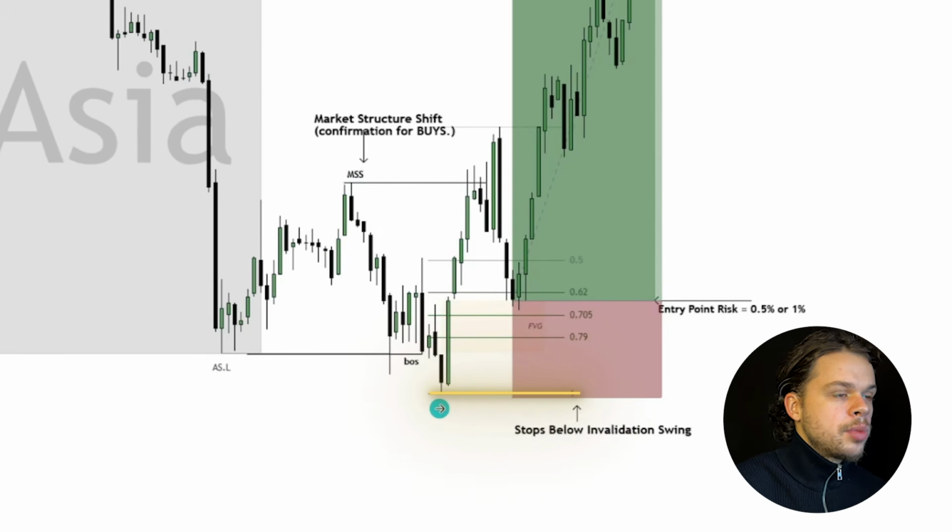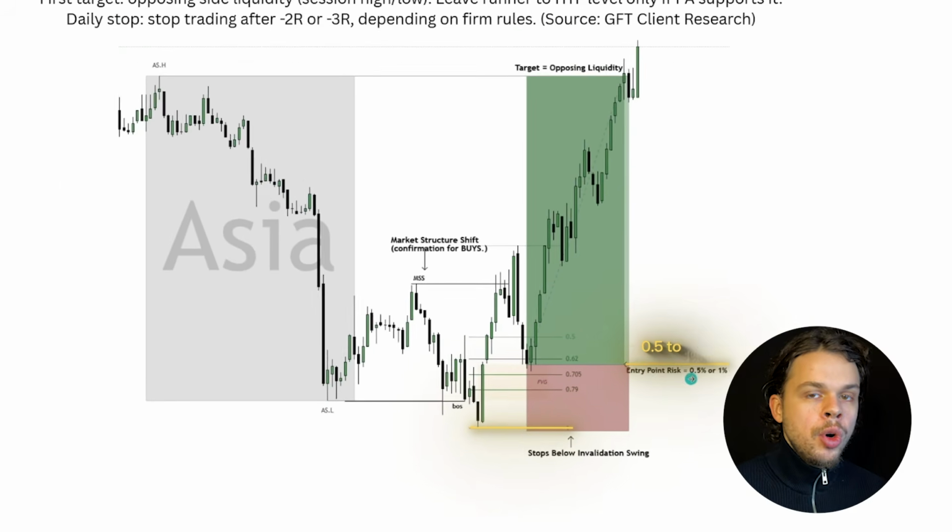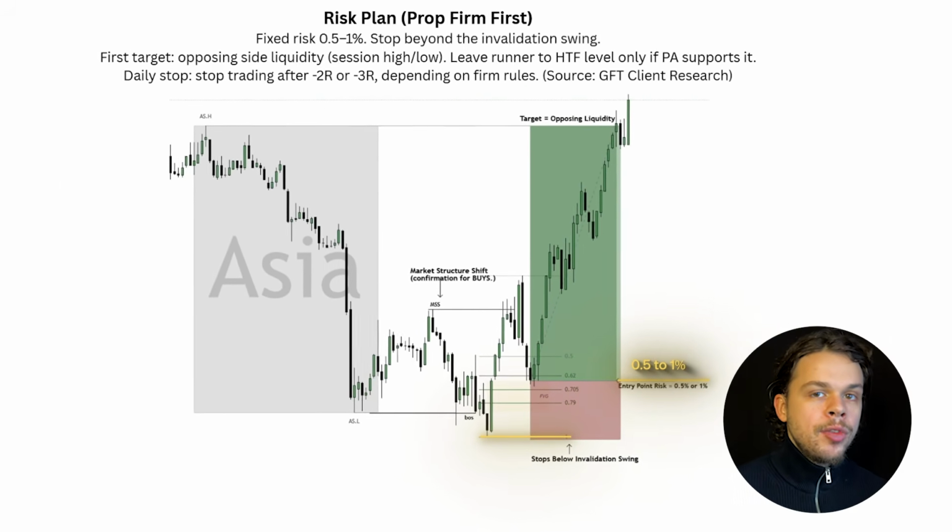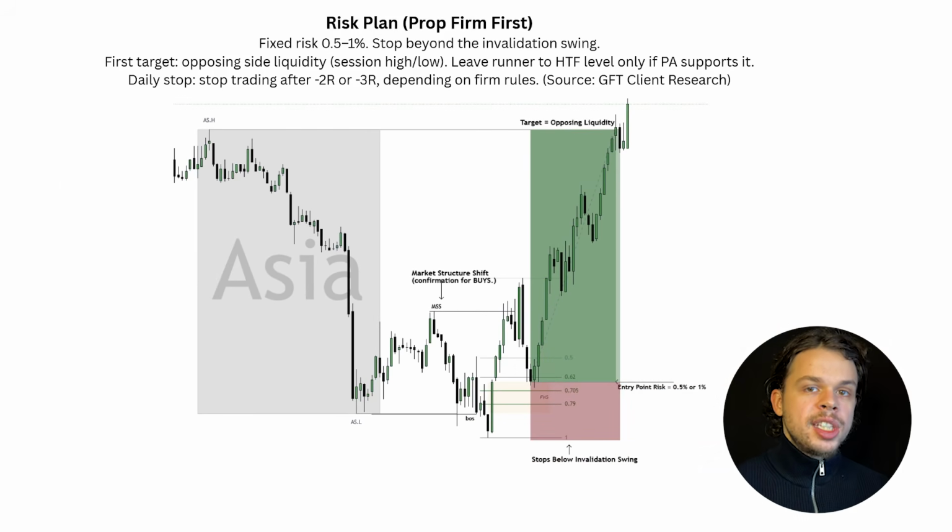So this is our 5-minute swing low, which we anticipate to be a strong low. And this would be our entry point at the open of the fair value gap / price displacement, risking only 0.5 or 1% of our account balance per trade. This is the exact risk plan you want to follow when trading your prop firm accounts, as it will keep you consistent in the long run.